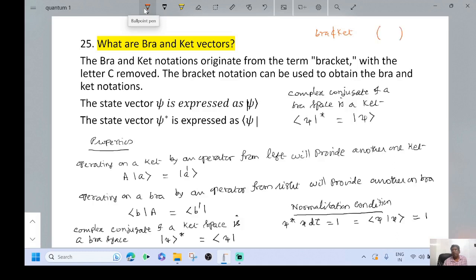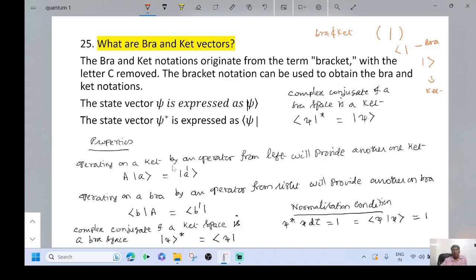Put the parenthesis, this bracket, then drop the letter C. Take a segment, we can get this is Bra space, the remaining is Ket space. This is Bra vector, this is Ket vector, this symbol. The state vector psi is expressed as Ket of psi. The state vector psi star is expressed as Bra of psi.